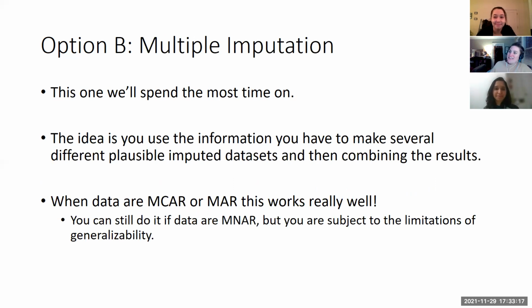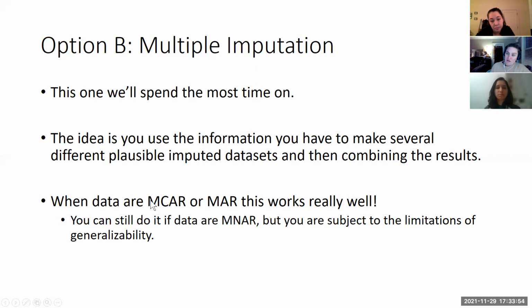The idea of multiple imputation is basically that you're going to use all of the information you have to make several plausible imputed data sets and then combine the results across all of those data sets. You'll get multiple data sets, hence the word multiple. You're going to impute, plug in values that are plausible for everything that's missing, and then run the analysis that you were interested in running multiple times, one for each of the data sets you've imputed, and then average across them all.